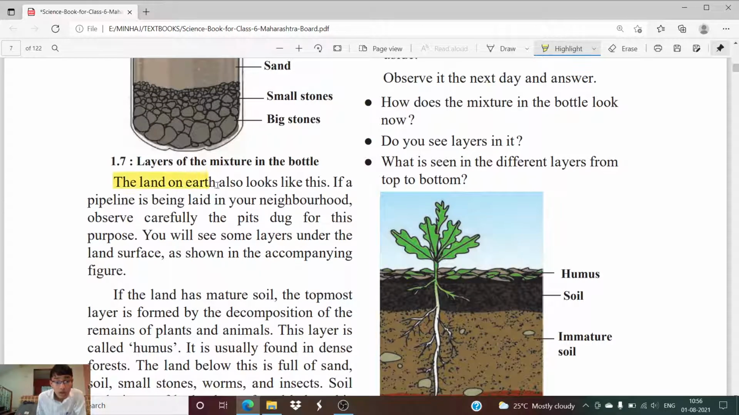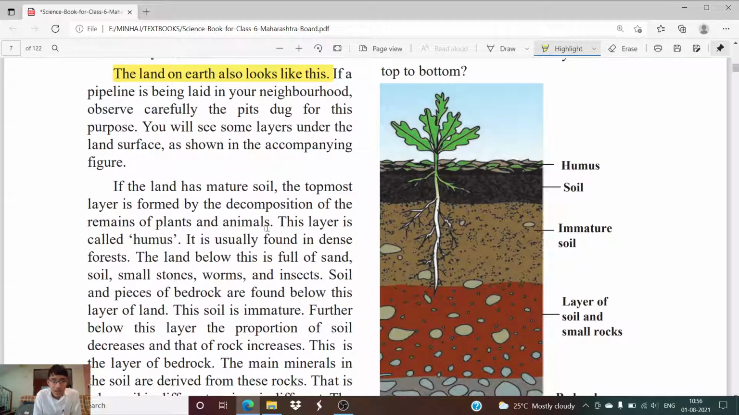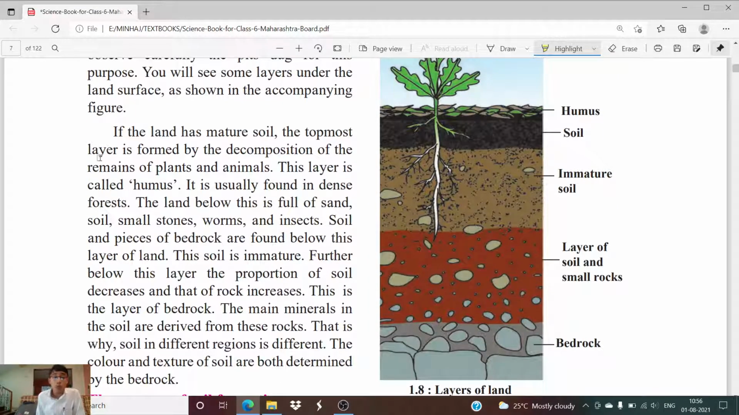Now the land on earth also looks like this. If a pipeline is being laid in your neighborhood, observe carefully the pits dug for this purpose. You will see some layers under the land surface as shown in the accompanying figure. In this figure you can see the upper layer of the land is soft, and the lower layer of the land is hard. If the land has mature soil, the topmost layer is formed by the decomposition of the remains of plants and animals. This layer is called humus.